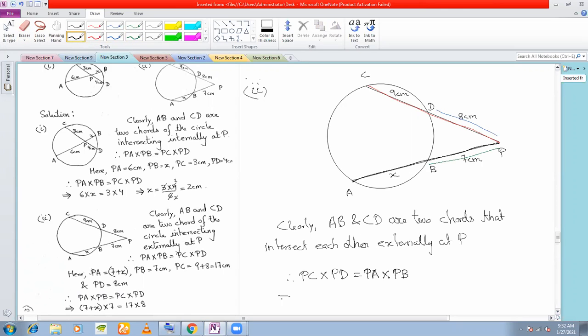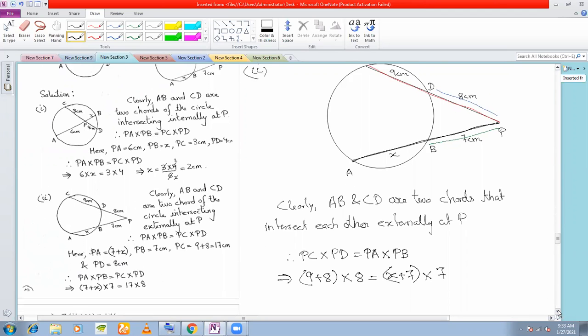Now simply put the values here. The length of PC here is 9 plus 8 centimeters into the length of PD, which is 8 centimeters. The length of PA is x plus 7 into PB, which is 7 centimeters. Any question with the length? No problem.